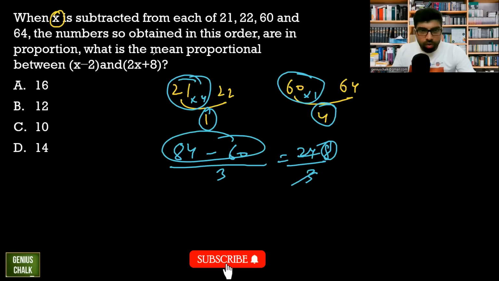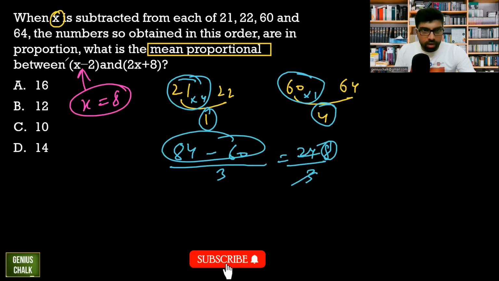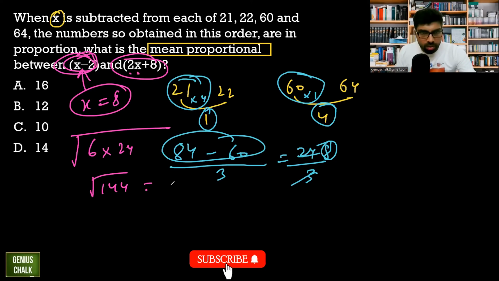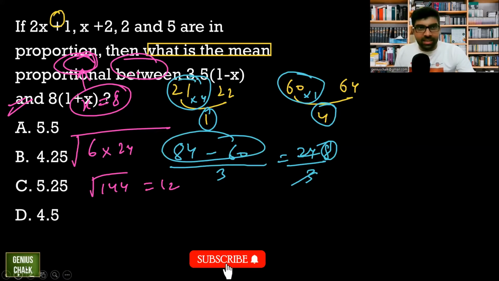Now it is saying find the mean proportional. That means we need to be focused here. We have to find the mean proportional. Now we have got the value of X only so far. So what is X? X is coming as 8. Put the value here. 8 minus 2 is 6. You know, the mean proportional is the square root of this and this. 2 into 8, 16 plus 8, 24. 24 times 6, 144. The root is 12. So that is option B. Option B is my answer.